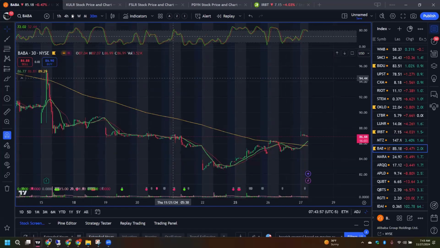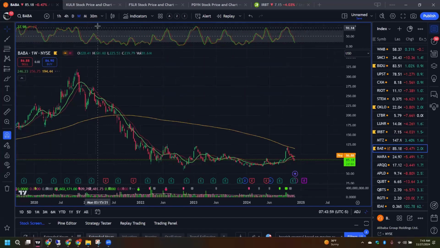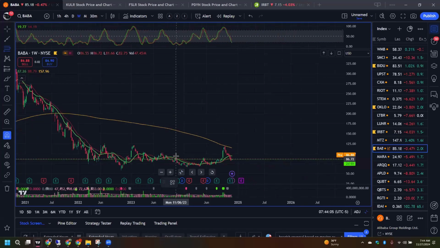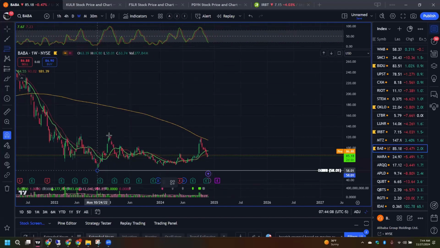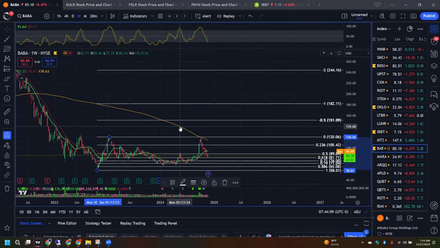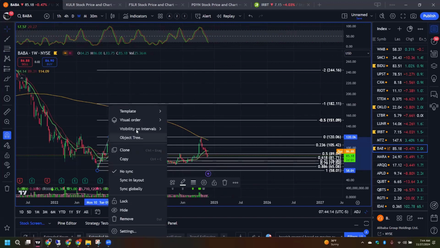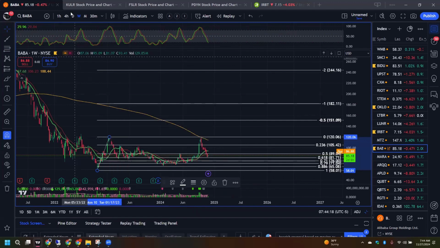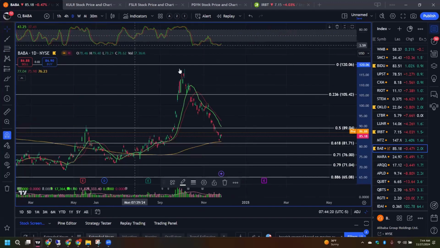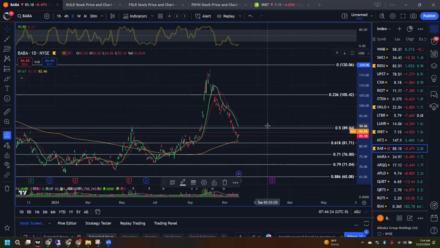Let's look at Baba. Baba has been one of my faves for a very long time. So we can draw a fib off the weekly here. So we will. Bottom to top, easy peasy. Let's make sure that when we drop down, you still see it. And we're going to just go right to our daily chart.